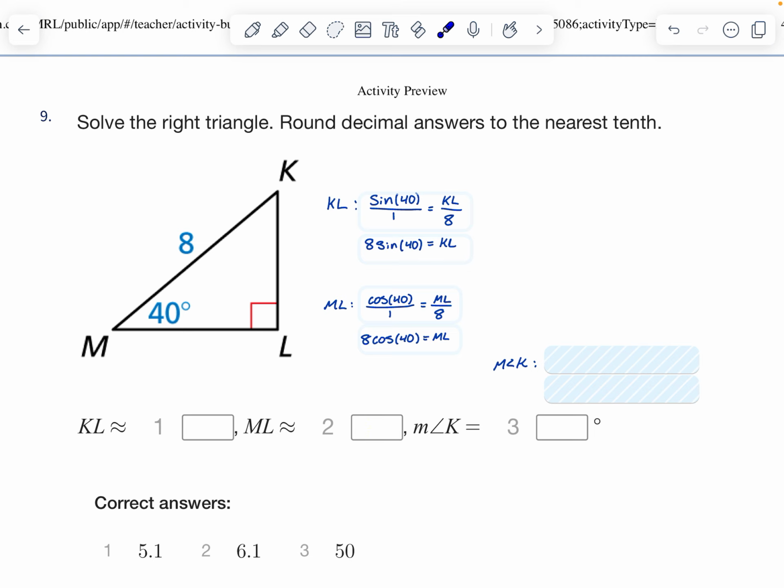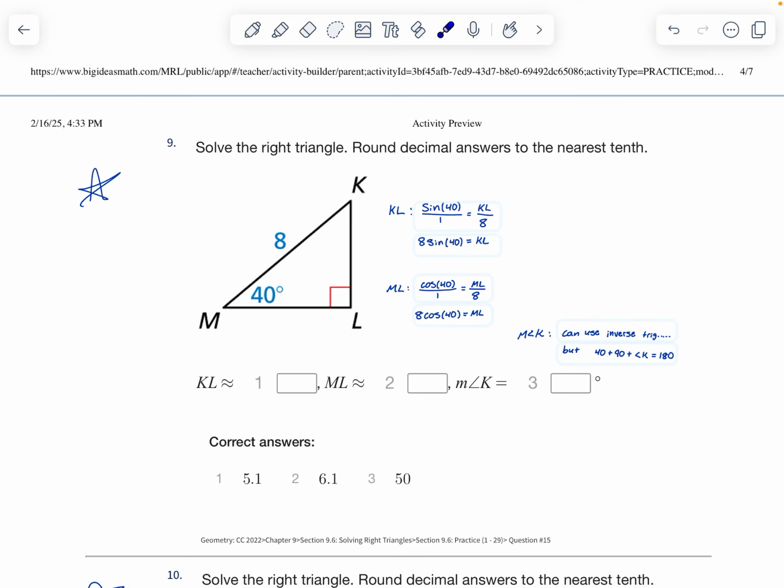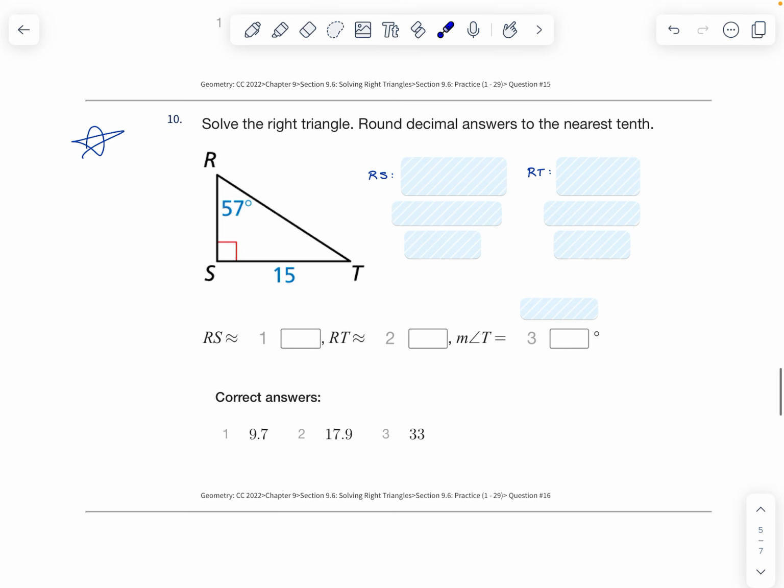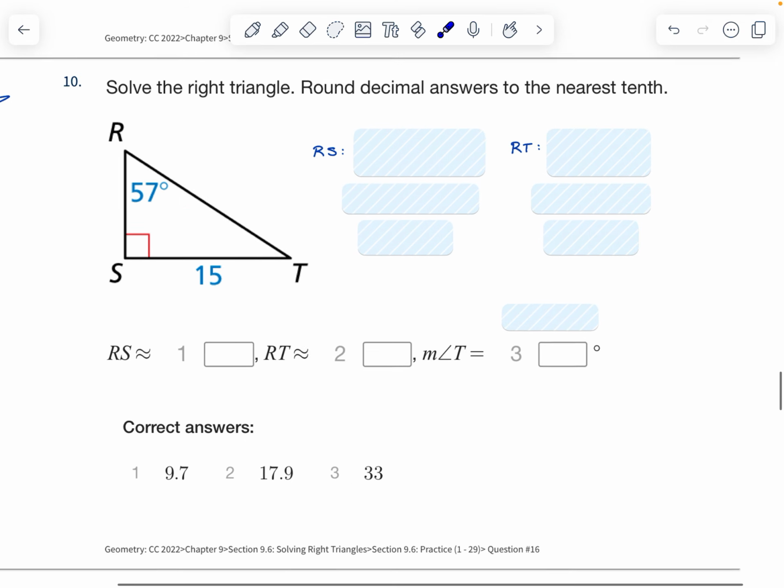And then for angle K, yes, you can use inverse trig with either 5.1 or 6.1, right? That was 6.1, that was 5.1. You could use those, but can you just subtract them from 180? Yes. I know that these three angles have to add up to 180. That angle's got to be 50. And then I will just show you the work for 10, because 10 works out to be pretty similar.